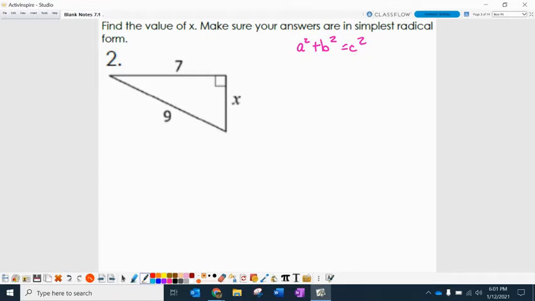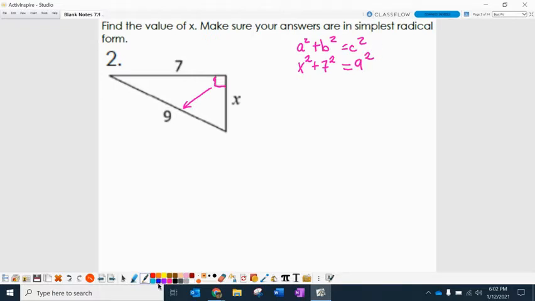The important thing is that the two sides that get squared and added together are the legs, or shortest sides, and that the hypotenuse is the c value that gets squared. So when we look at this triangle, it is a right triangle, so we're okay to use the Pythagorean theorem. My two shortest sides, again, are x, so I'm going to square that, and 7, so I'm going to square that. And together, the sum of those squares will equal the hypotenuse, which is my largest side opposite my right angle. So that's 9 squared.